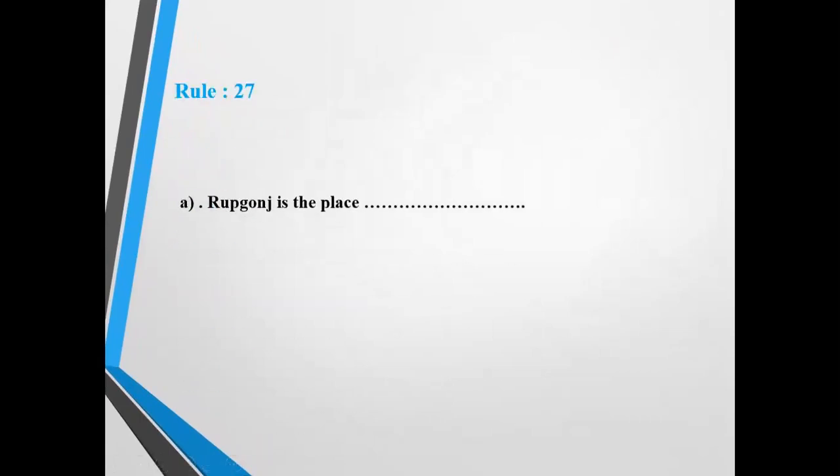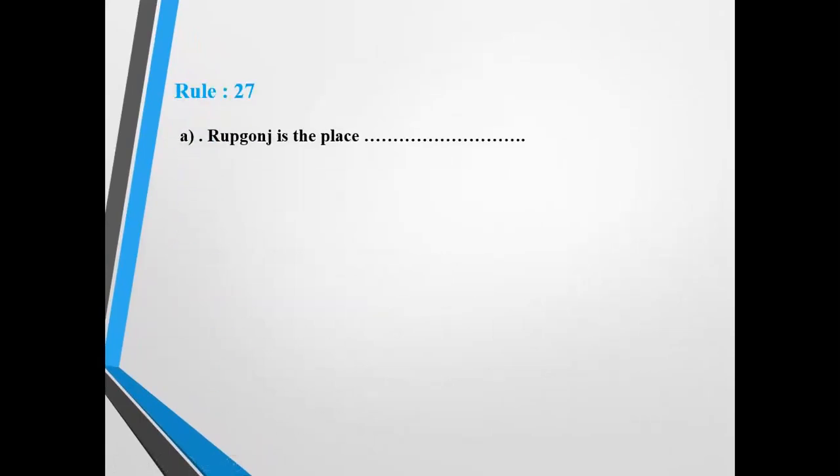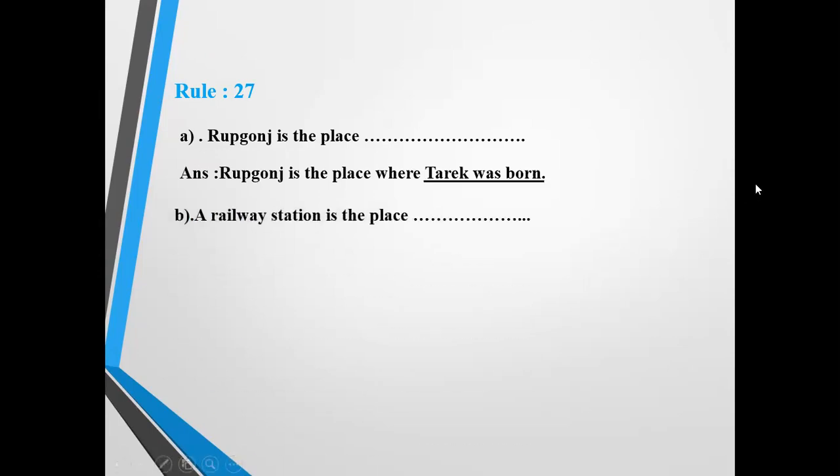Rule 27. Rupganj is the place dash. If there is "place" plus where, then where plus subject plus verb is used. So the answer will be: Rupganj is the place where Tarek was born. Number B, a railway station is the place dash. A railway station is the place where trains stop.